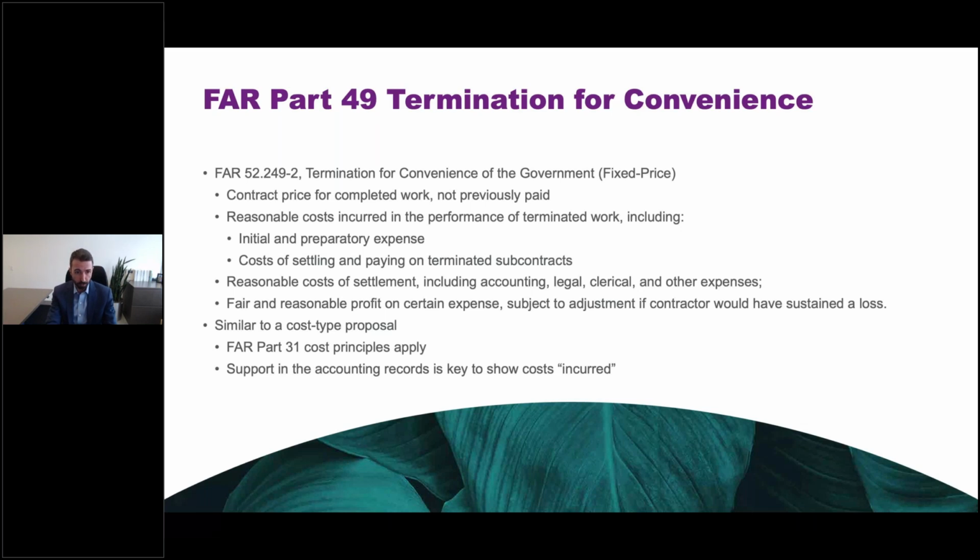For performance of the terminated work, which includes your initial and preparatory expense, your cost of settling and paying terminated subcontract proposals, you get your reasonable cost of settlement, that's preparing your settlement process, your settlement proposal, which can include expenses of any outside accountants or outside legal counsel that you need to prepare. The government will actually include that as a settlement expense. You then get fair and reasonable profit on some of those costs, some of the costs that are eligible for it. We'll talk about what costs are eligible for it. So again, the basic idea here is your agreement is converted into a cost type agreement.